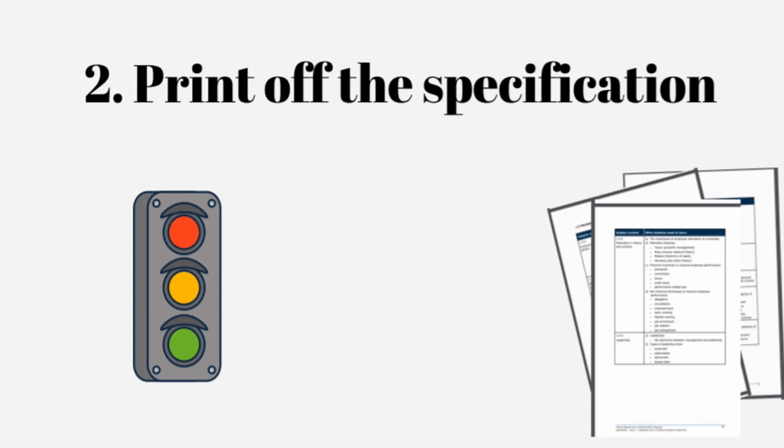You can use a traffic light system. You could highlight topics that you're doing really well in, that you're really confident in, and highlight that in green, the ones that you're not so confident in yellow, and the ones that you really need to revisit and spend extra time on with a pink highlighter.